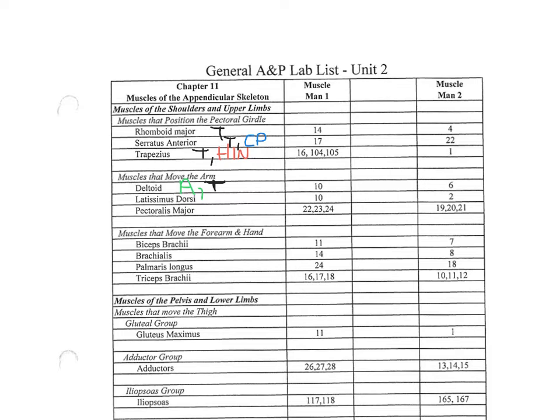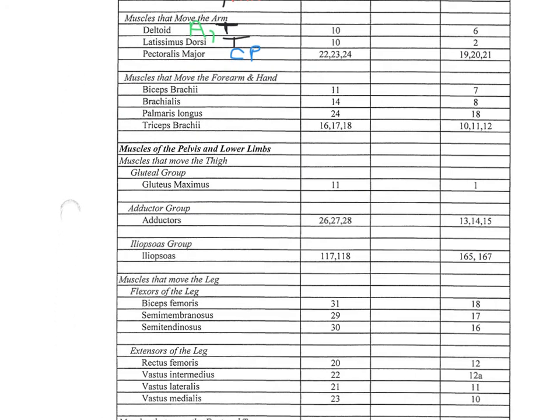The latissimus dorsi is going to be on the trunk model. And the pectoralis major is going to be on the chest plate. Okay, then we get down into the arms here, muscles that move the arms. All of these are going to be found on the arm of the muscle man.